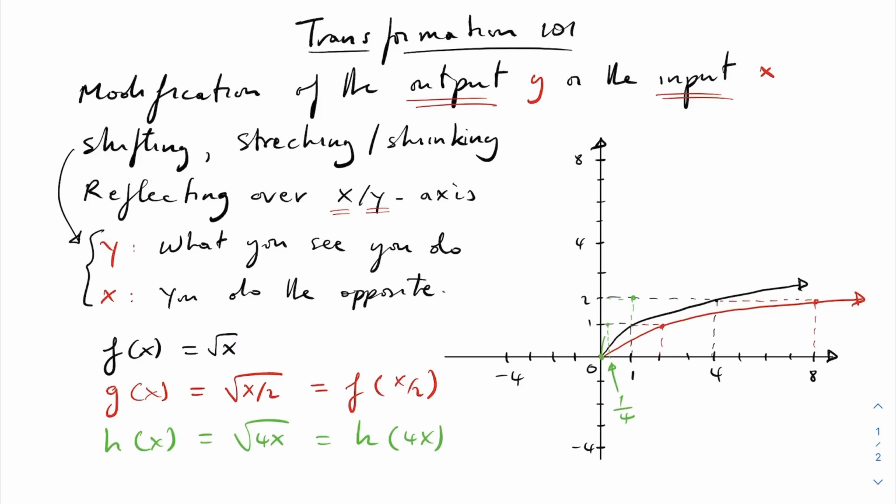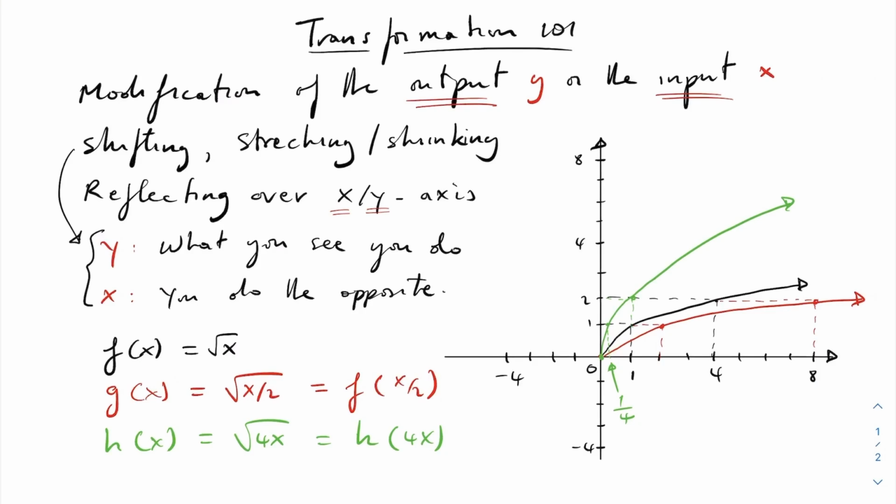And so connecting these 3 points is going to give us the graph for the function h of x equals the square root of 4x. Okay, so now we are done with the shifting, stretching/shrinking of the output and the input.